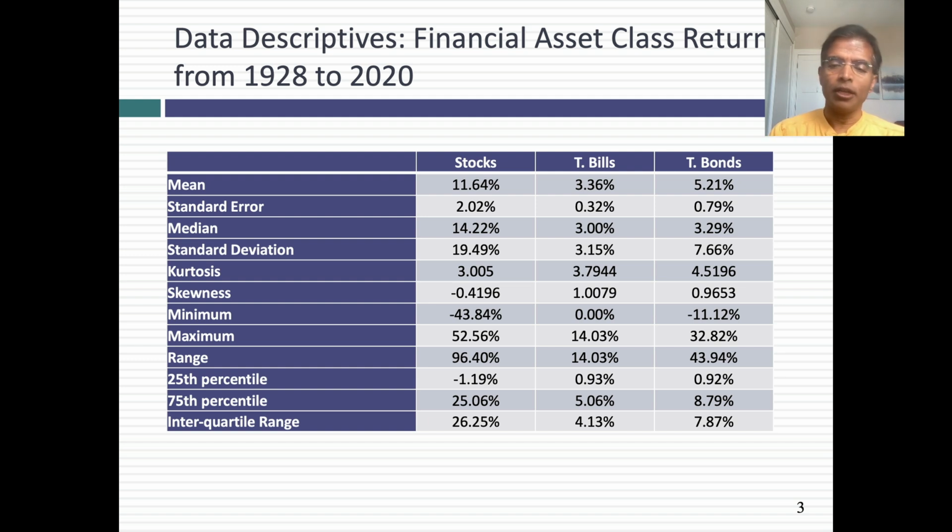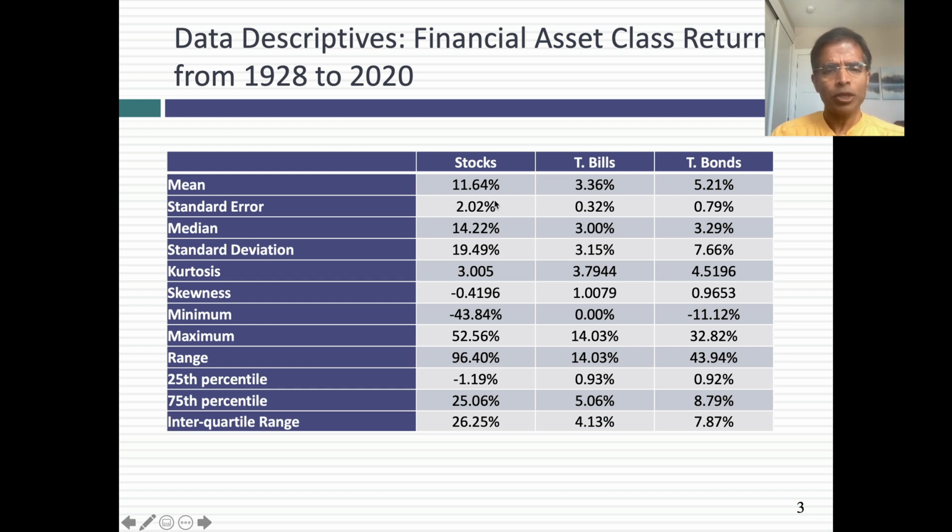With T-bills and T-bonds, I did the same. And already you can see why picking an asset class is not simple. Stocks have the highest average returns, but they also have the highest risk, highest standard deviation. T-bills have the lowest returns, but they're also the safest investment class. Now, if you take the standard deviation of 19.49% and convert to a standard error, and remember how we convert to a standard error, you take the 19.49% and divide by the square root of 93, the number of observations in your sample, you get a standard error of 2.02%.